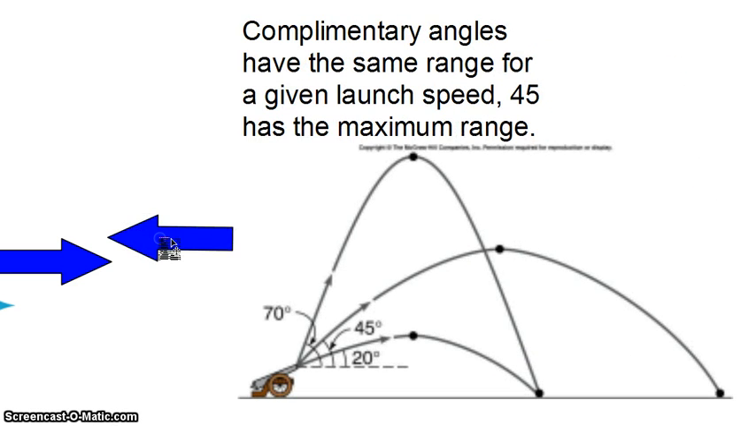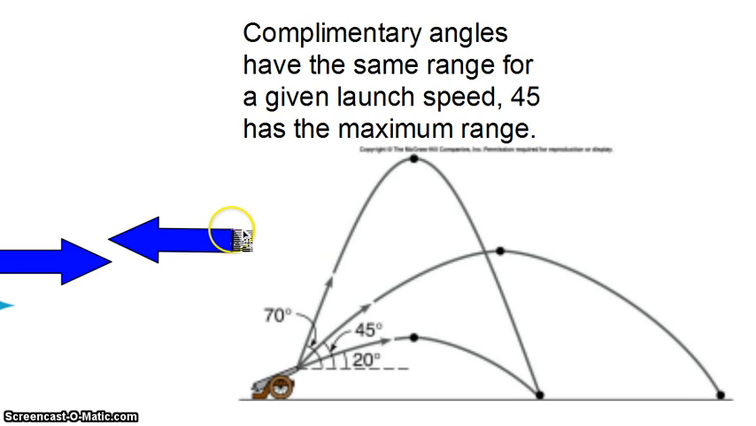The other thing to know about projectile paths is that if you fire projectiles with the same velocity, and they have complementary angles, so 70 degrees and 20 degrees, they will have the exact same range. The greatest range comes from a 45-degree angle shot. That takes the best advantage of both being in the air for a long time and also traveling fast downfield.